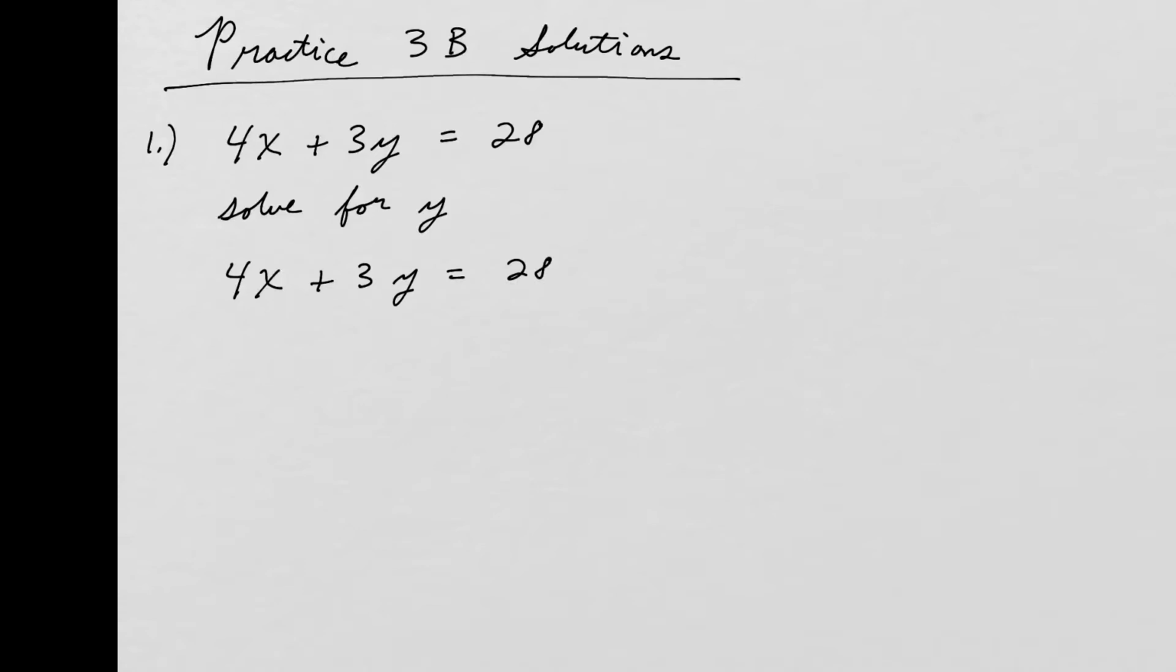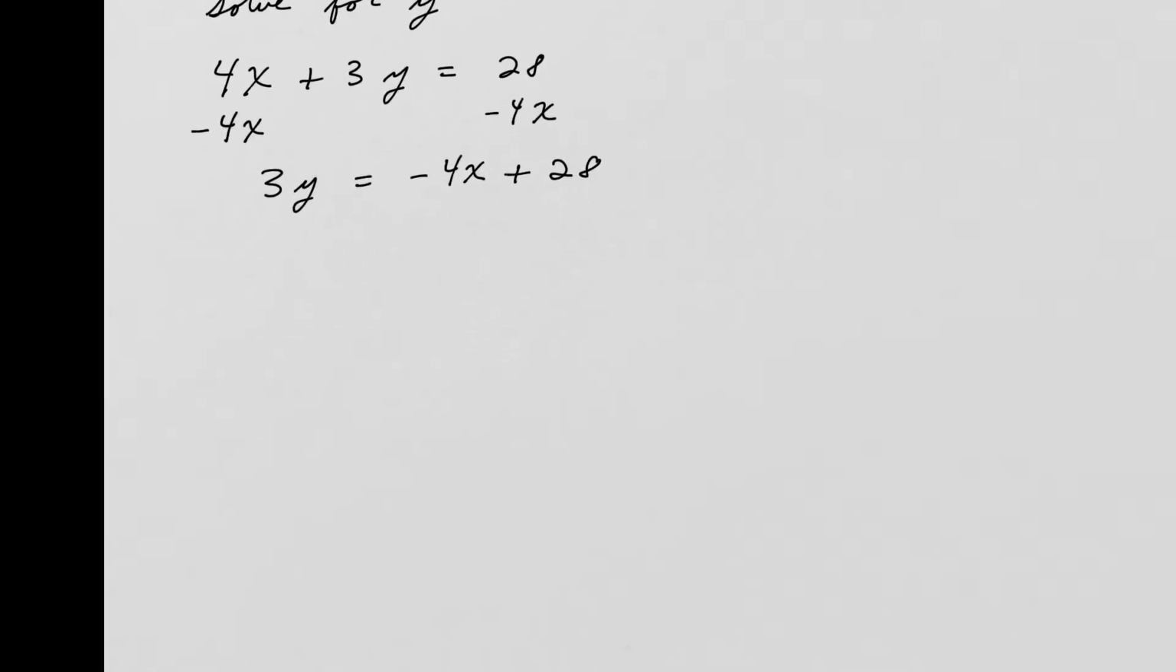So first thing, right, we want to keep the 3y. We want to remove the 4x, get rid of this on the left-hand side. So if we subtract 4x, that'll be 0 on the left-hand side, but whatever I do to the left-hand side, I have to do to the right-hand side. So now I have 3y is equal to, and I'll write this as negative 4x plus 28. Okay, I'll move this up a little bit.